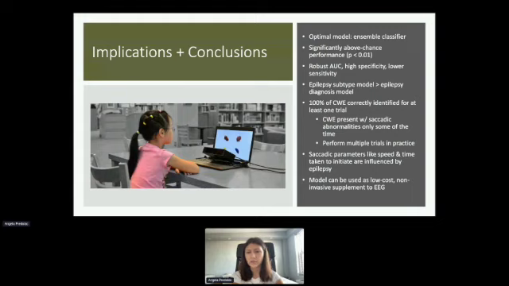According to the predictor importance estimates, saccadic parameters like speed and time taken to initiate it are heavily influenced by epilepsy. And all of this suggests that the model can be used as a low-cost and non-invasive supplement to an EEG. And here you can see a little girl using the eye tracking data, and it's so much less invasive than the image of the EEG shown at the beginning.